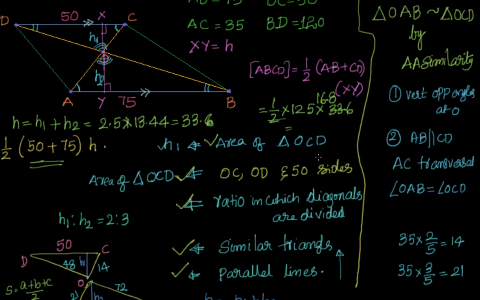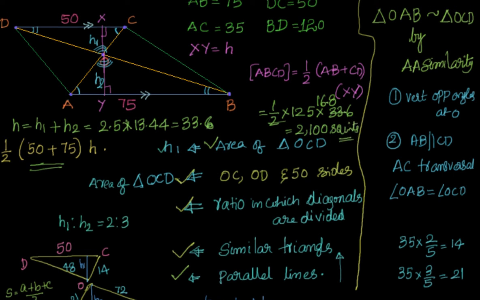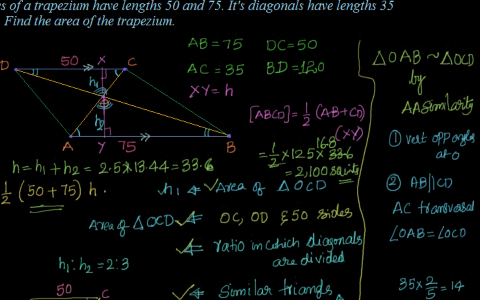That is 125 into 16 is 2000, and 125 into 0.8 is 100. So you will have 2100 square units. That is the area of the trapezium. This is how you can do it with 10th class knowledge.